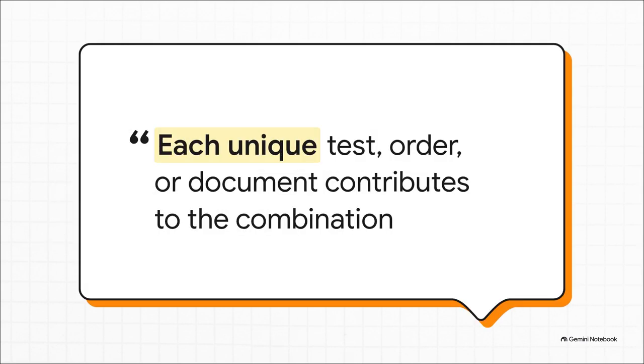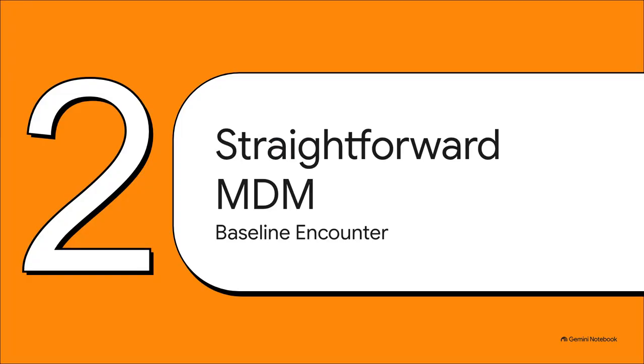Real quick before we open our first chart, I really want to highlight this crucial guideline regarding that second column, the data analyzed. The absolute keyword here is unique. Each unique test, order, or document counts. Precision in counting these unique tests is vital for compliance. You can't just group a bunch of lab tests together generically, right? We have to look at each unique order to give the provider the correct credit for the cognitive work they're actually doing. Moving right along to Section 2, straightforward MDM.